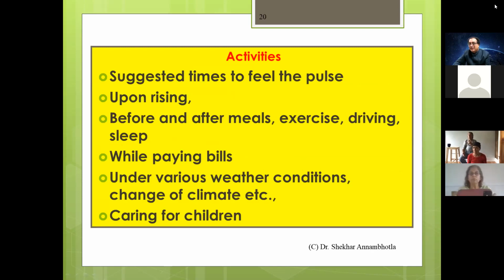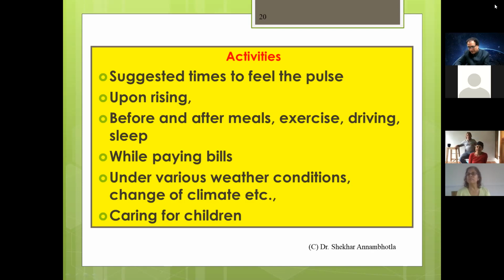Activities. Suggested times to feel the pulse are upon rising, before and after meals, exercise, and driving. While driving, no. If you are a passenger, you can do it, but while driving, no. Sleep: before sleeping and after sleeping, but while you are sleeping, don't do it. And while paying bills, such as the electricity bill or your daughter's or son's tuition fee.